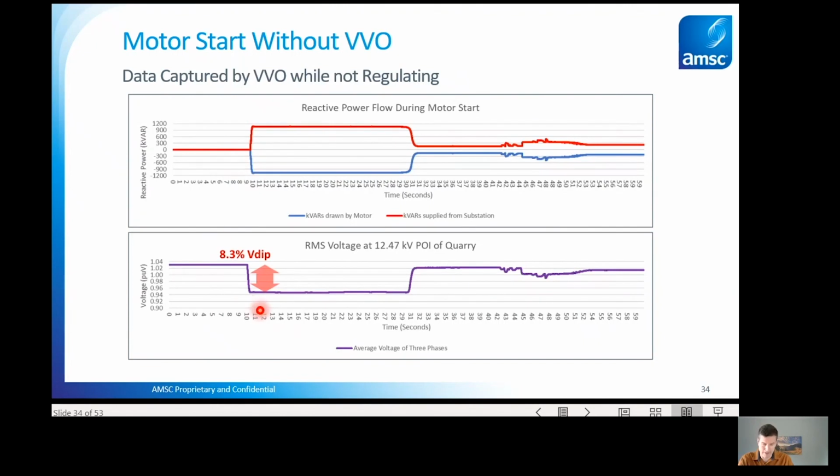So that's why there is, in this case, about an 8.5% voltage dip. Again, that's occurring across a fairly large portion of the circuit and impacting dozens of customers.